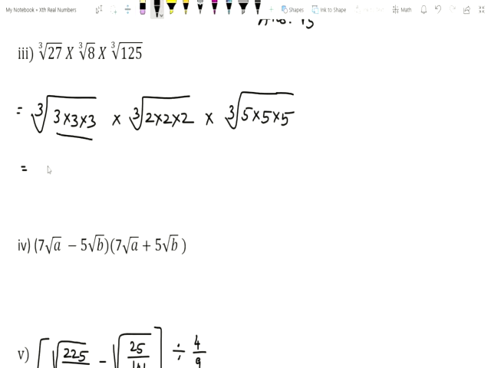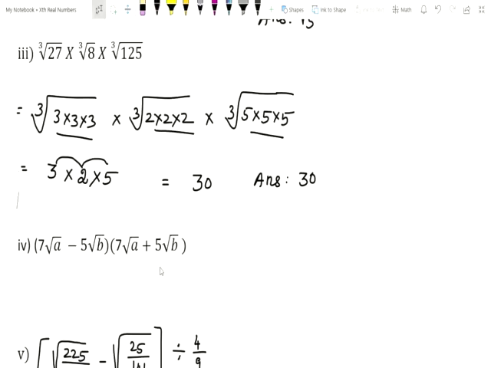Out of the three 3s you take 1 out. So 3 into, here three 2s are there, so you take 1 out. Here three 5s are there, you take 1 out. So now what will you get? 3 twos are 6, 6 fives are 30. So what is the answer, children? 30 is the answer. Do you understand? So the next one.